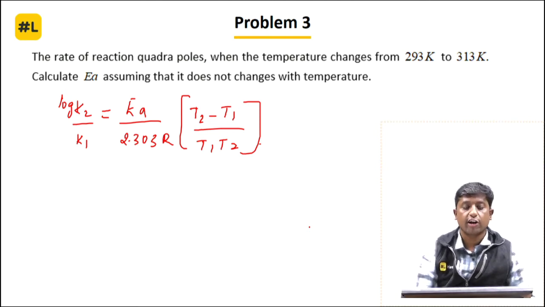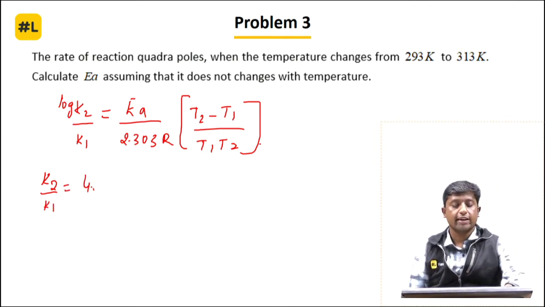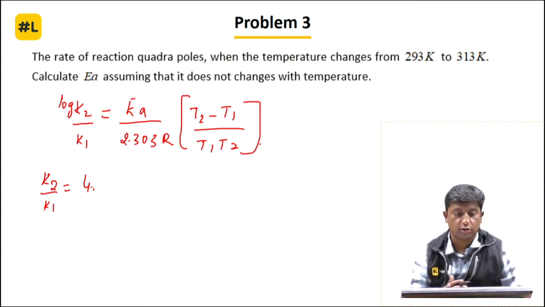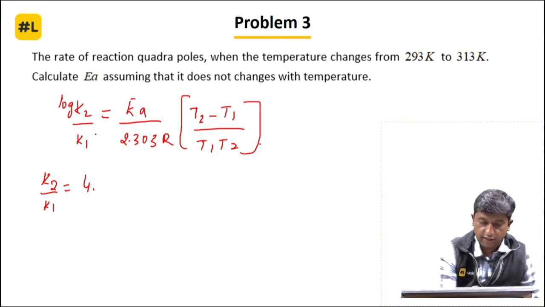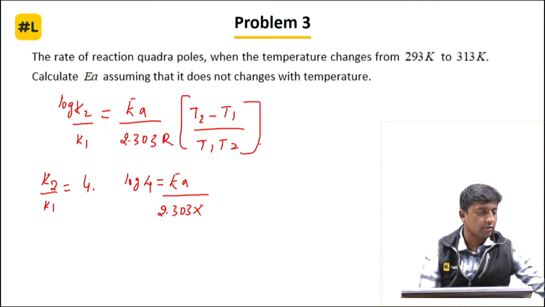The rate of reaction quadruples. Here K2 by K1 we can take as 4, because they have told in the problem that the rate of the reaction quadruples. Now what we need to calculate? Energy of activation. So let us substitute the required data in the problem. So we can write log of 4 will be equal to EA divided by 2.303. What is the value of R, students? Come on, what is R?